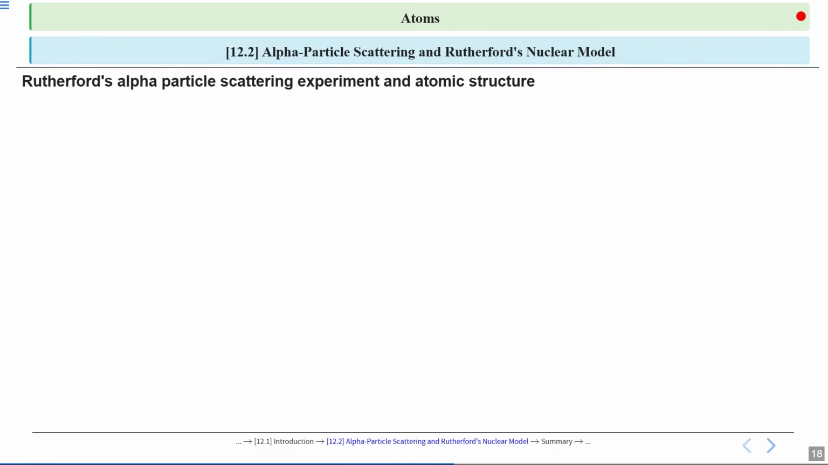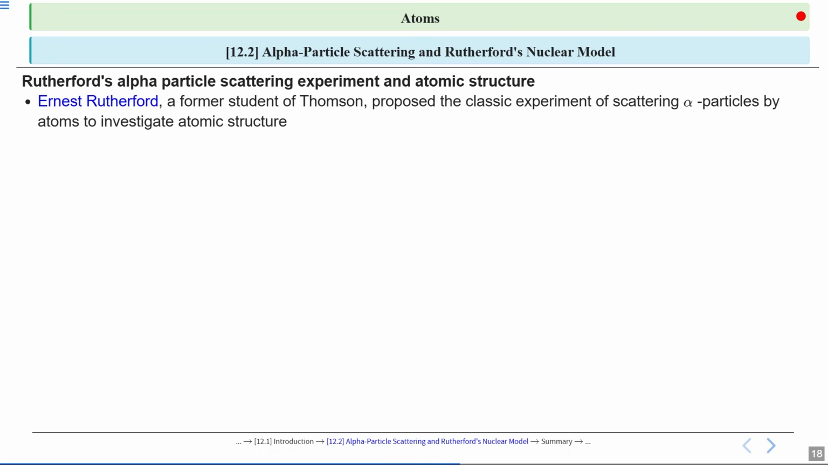Now we will discuss the alpha particle scattering and Rutherford's nuclear model. Let's start with Ernest Rutherford, a former student of J.J. Thomson, who proposed the plum pudding model of the atom.